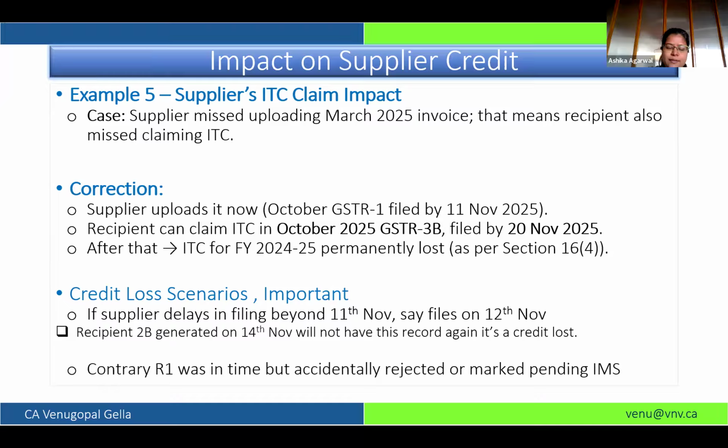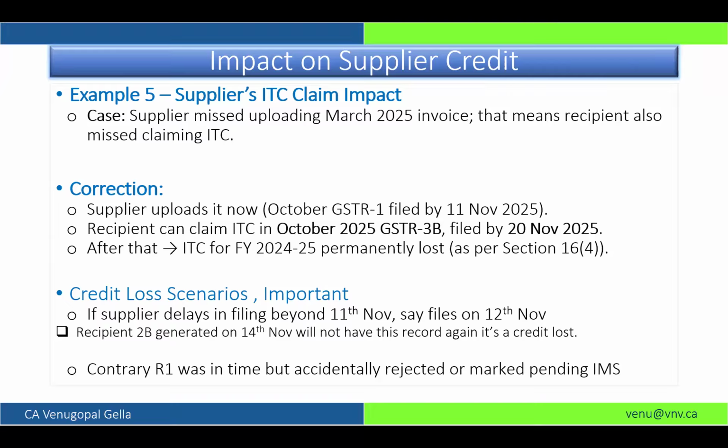Ashika, I want to add a couple of points. If you understand this carefully, we are talking both from the outward supply side and the inward supply side also. That means you have an input tax credit in your books, but it is not visible in your IMS 2B. And what you will do? You will now ask your supplier to please upload, right?